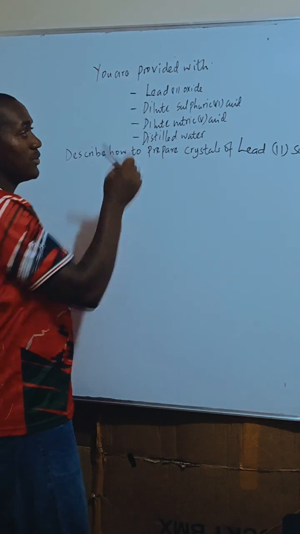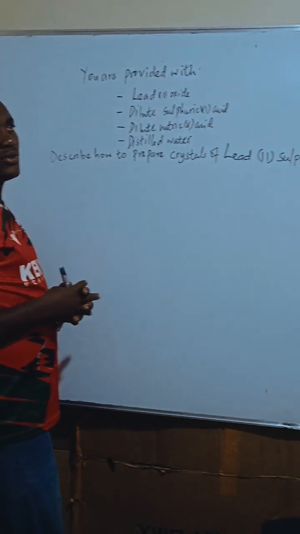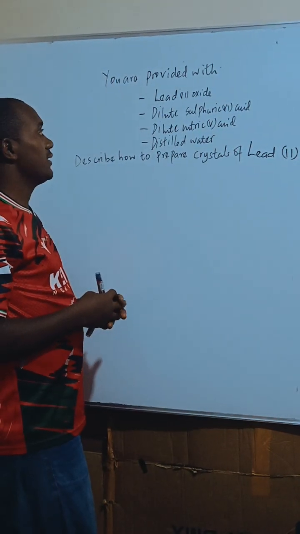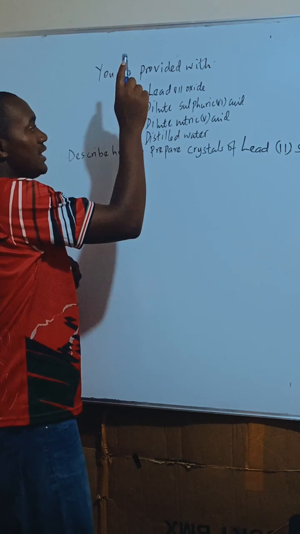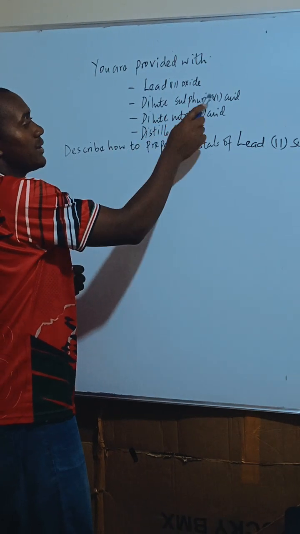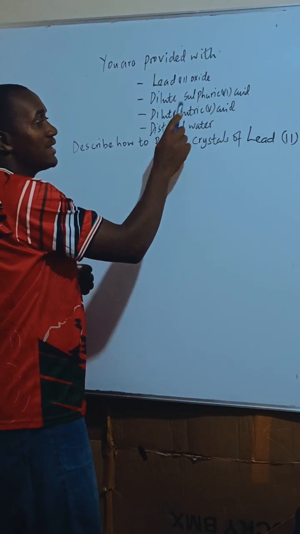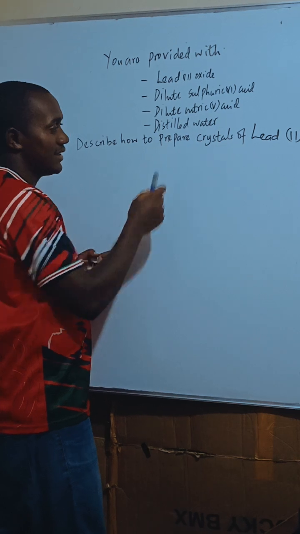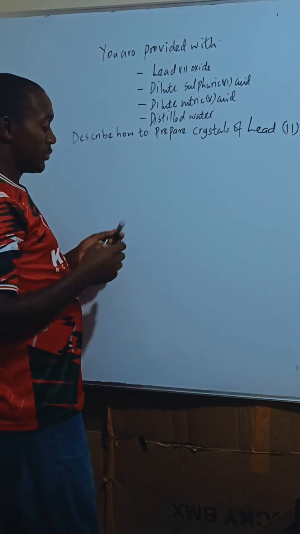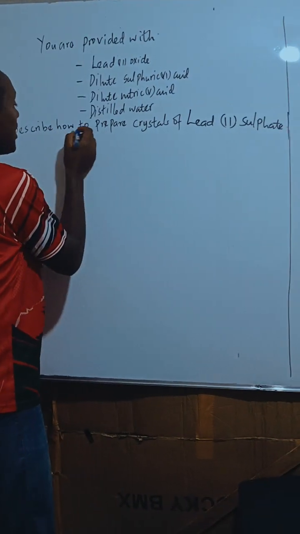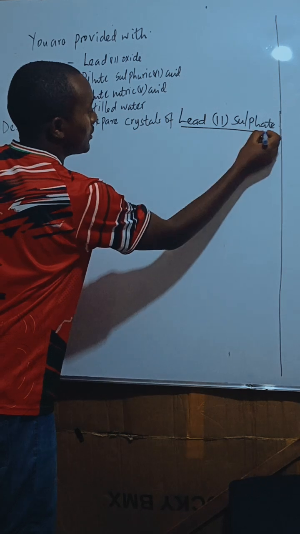So when you are given such a question, you are tied to what you are given. You are provided with lead 2 oxide, dilute sulfuric 6 acid, dilute nitric 5 acid, and distilled water. What are you told to prepare? Describe how to prepare crystals of lead 2 sulfate.